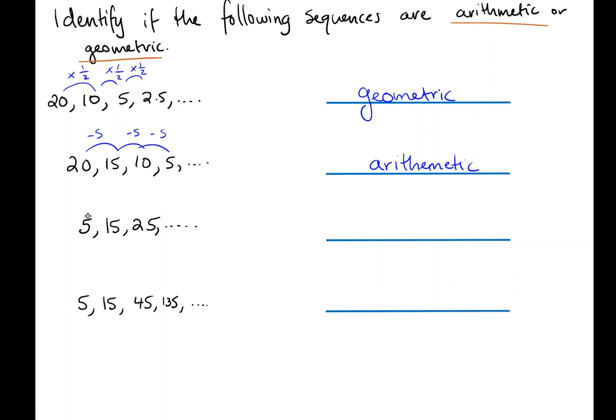Now for the next one, I would multiply 5 by 3 to get to 15, but we see that pattern isn't maintained because 15 times 3 is 45, so it's not going to be geometric. Instead, it looks like we're adding 10 each time. So we have arithmetic. And here, 5 times 3 is 15, times 3 again is 45, 45 times 3 is 135, so that would be our geometric.